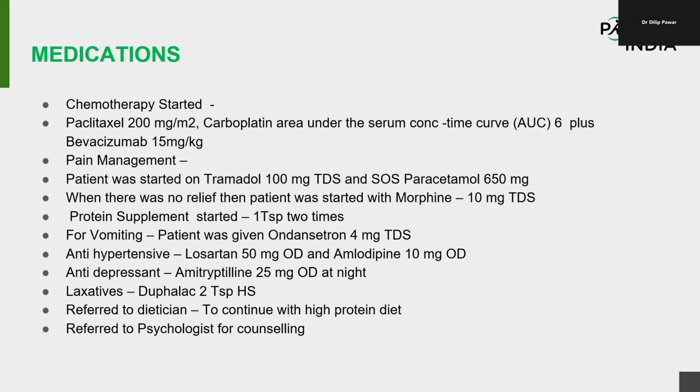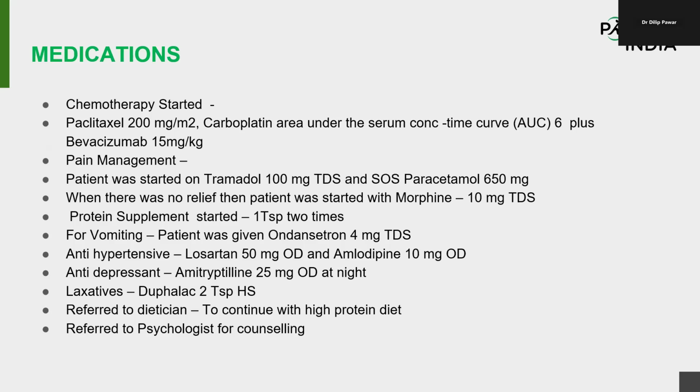Chemotherapy was started with paclitaxel 200 milligram per meter square along with carboplatin, plus bevacizumab added. This was planned initially for 4 months, with the intention that he could then be continued on maintenance therapy after the initial 4 months of treatment.